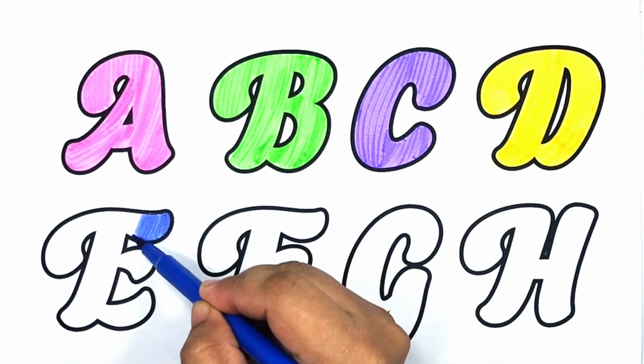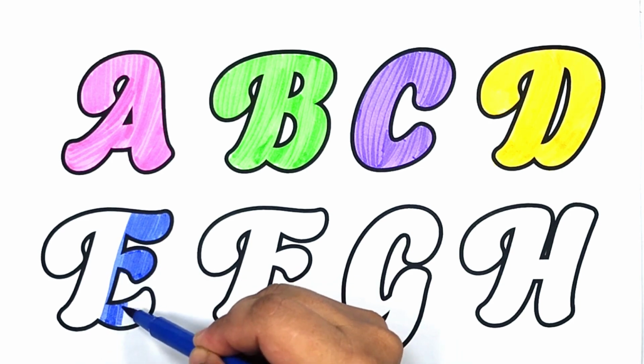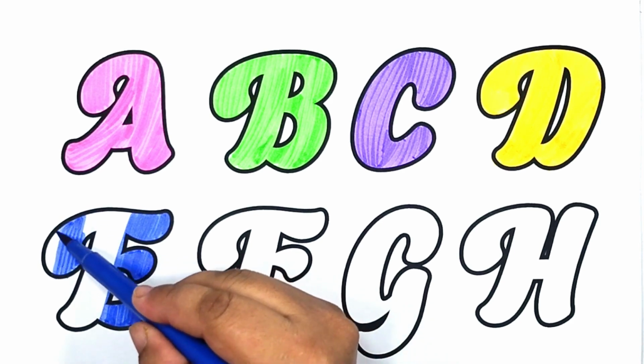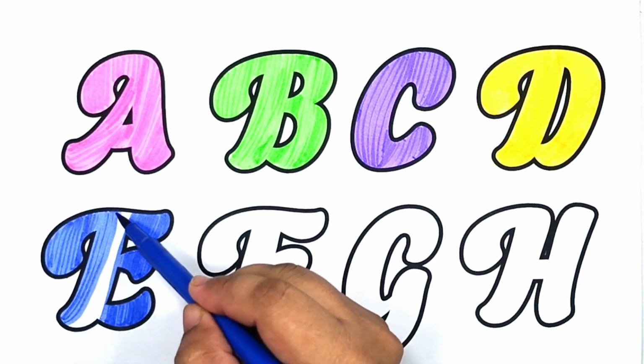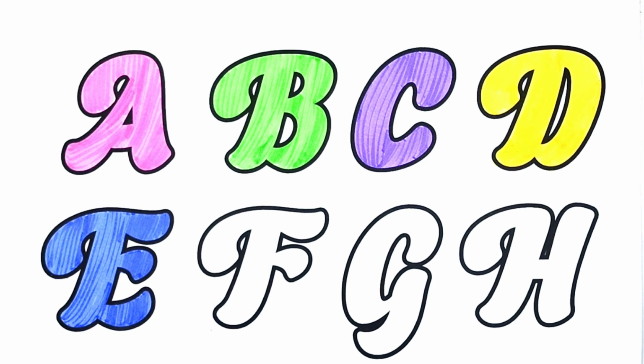E is for elephant. E, exciting Easter egg hunt. E is for egg. Orange color.